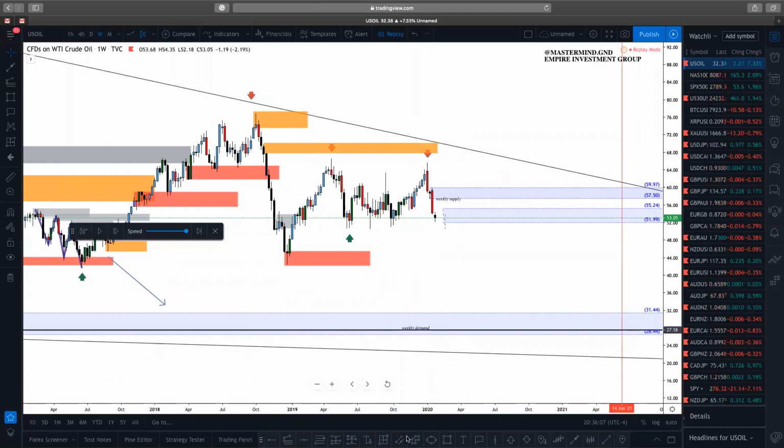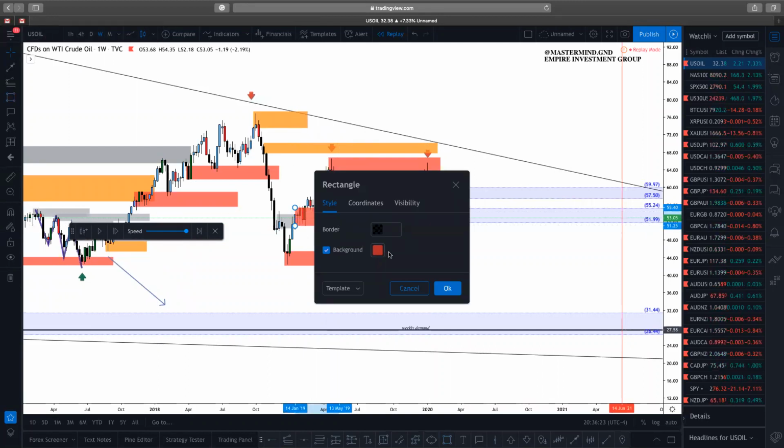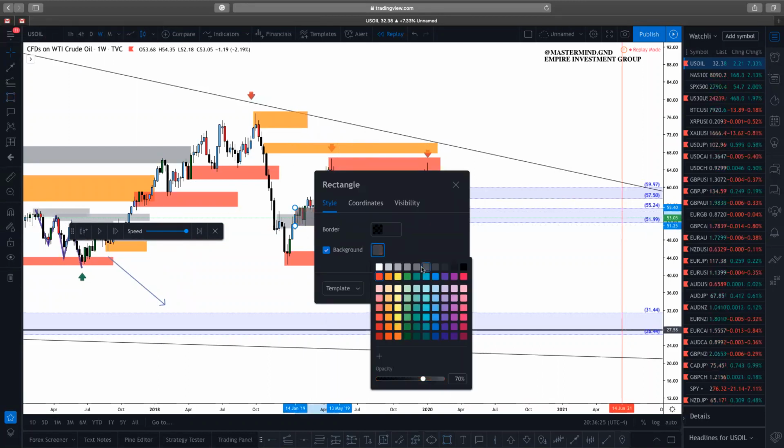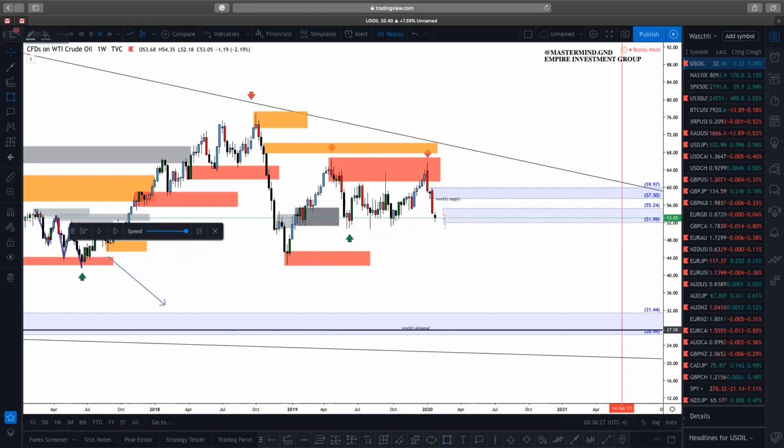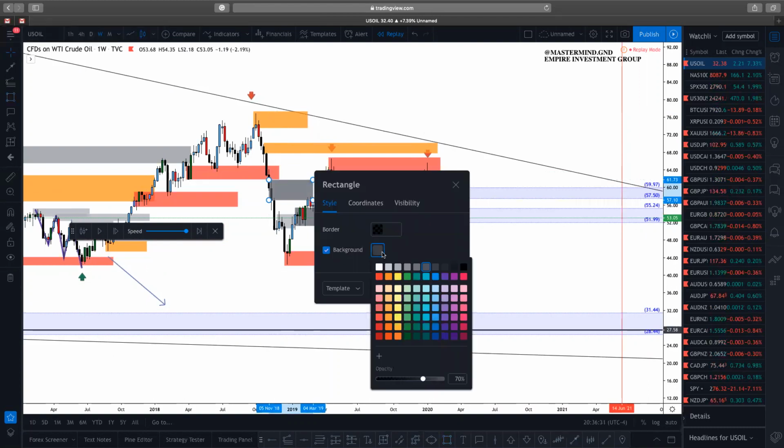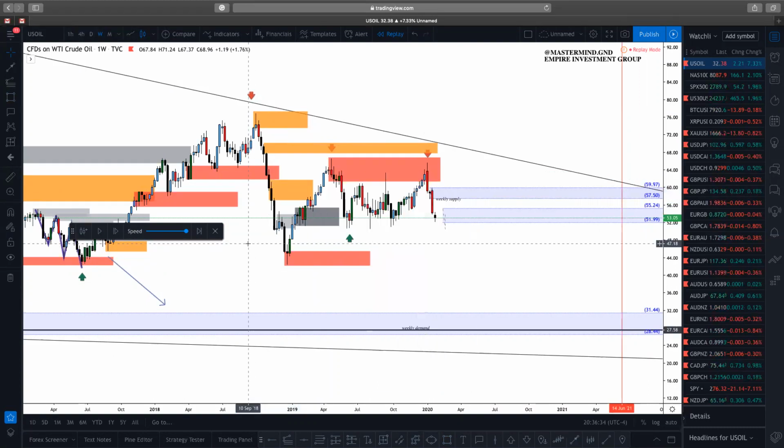So this here is actually considered a zone, right? This area right here, because this here is a rally base rally that was removed because this is a basing candle here. So this was supply, right? Drop, base, drop. It was a basing candle.